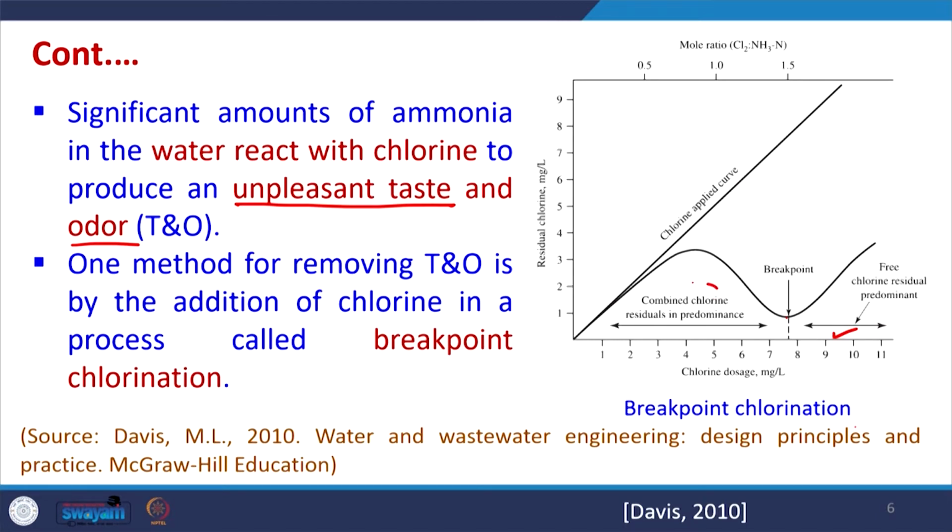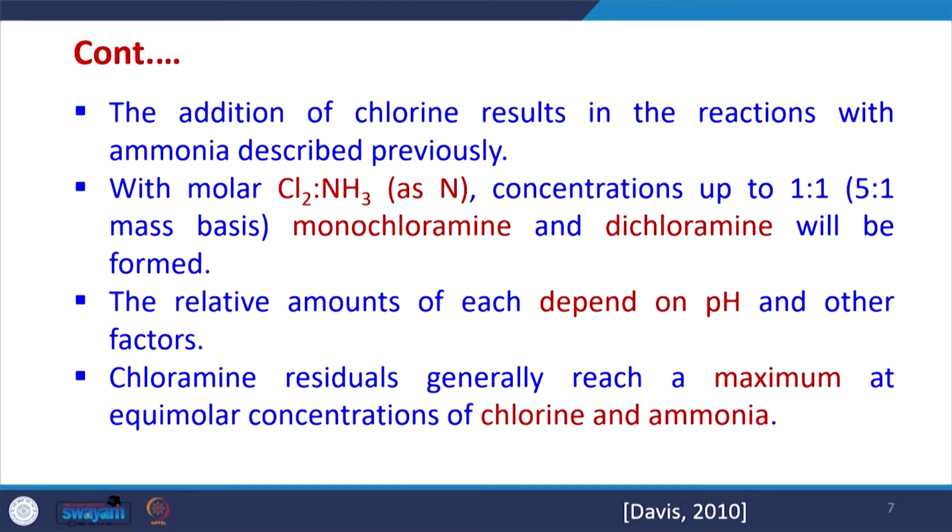So, this is the combined chlorine section where the reaction is happening, but after a break point is reached, we have only free chlorine available, which can be used for disinfection as well. And we can see here the molar ratio of chlorine to ammonia nitrogen at which this break point may occur. Now, going further, the addition of chlorine results in the reaction with the ammonia, as already described, with different molar ratios of chlorine to ammonia as nitrogen.